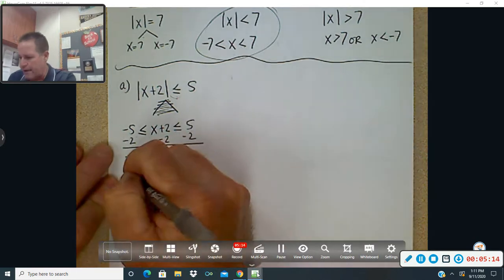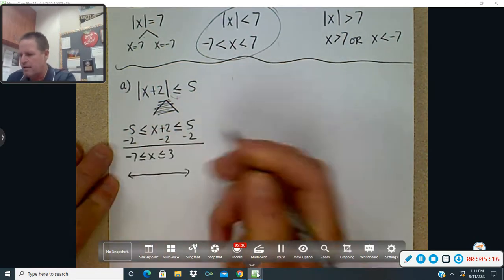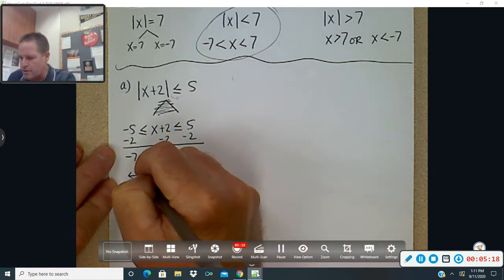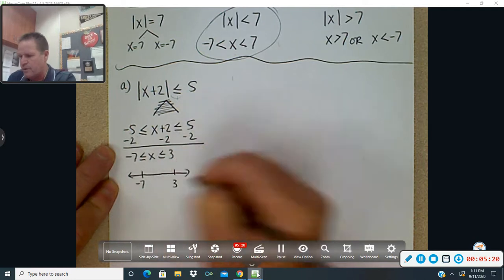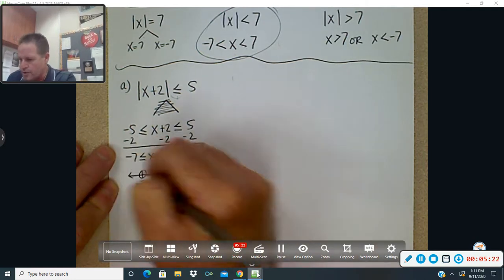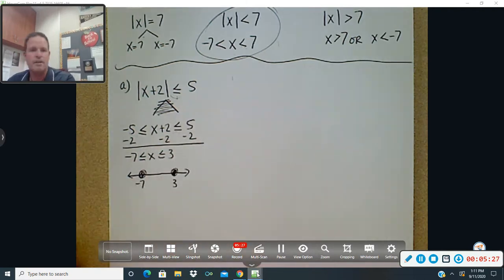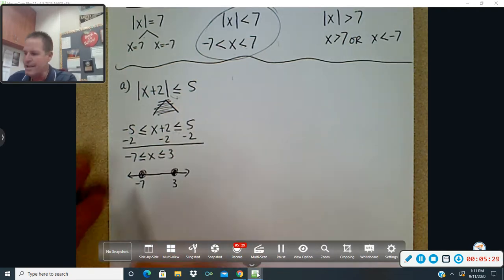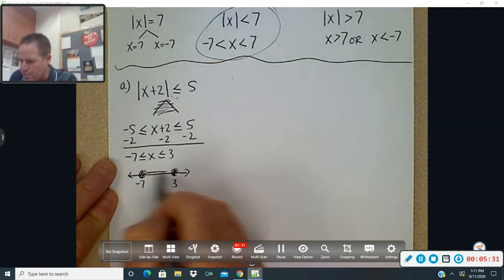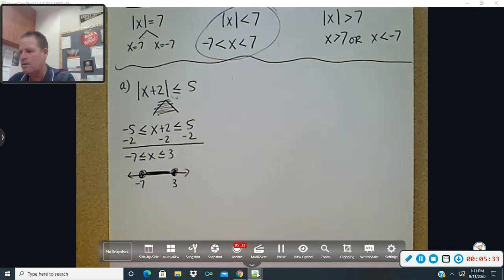Graphing wise, that's pretty easy. We practiced it last week. So negative 7 goes over here, 3 goes over there. Circles at both, and they will both get colored in because I have the equal sign underneath them. And then it's a sandwich graph. You put all the stuff in the middle of your two answers. Boom, got it. Okay, do you get it yet? No, we got to do a couple more.